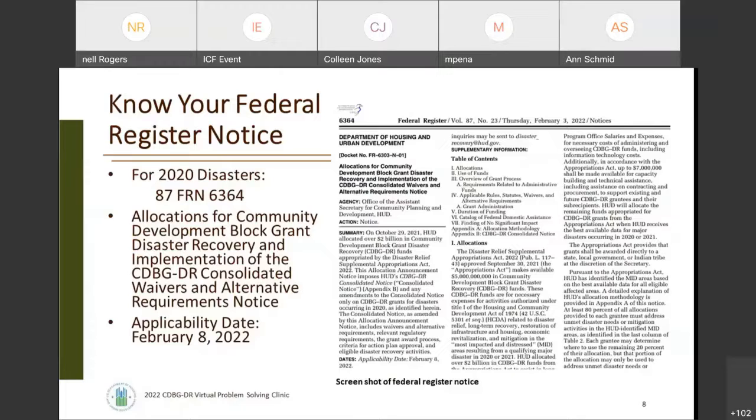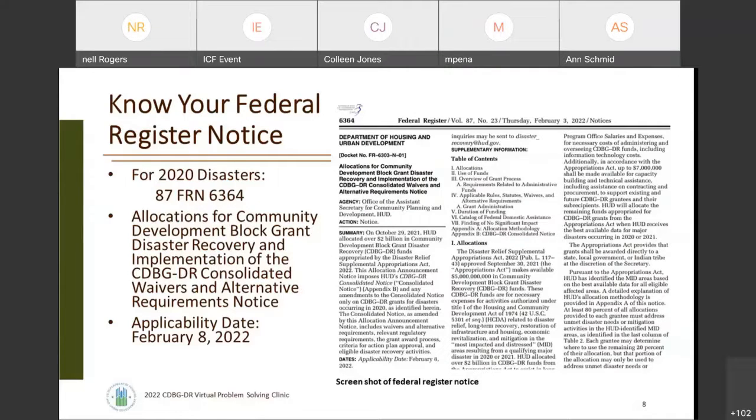So for these first steps, for those of you on the line, you may be brand new CDBG-DR grantees, or you may be seasoned and experienced grantees. However, for anyone joining the call or on this session, it's important to know where to find the playbook for how you will manage your CDBG disaster recovery funding.